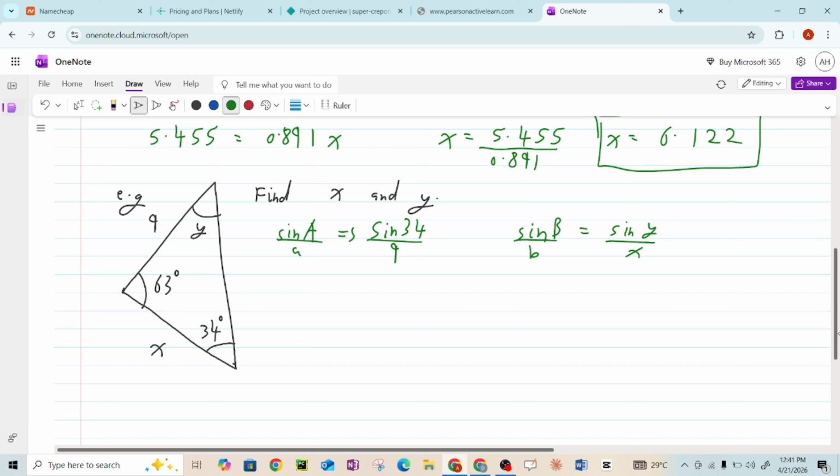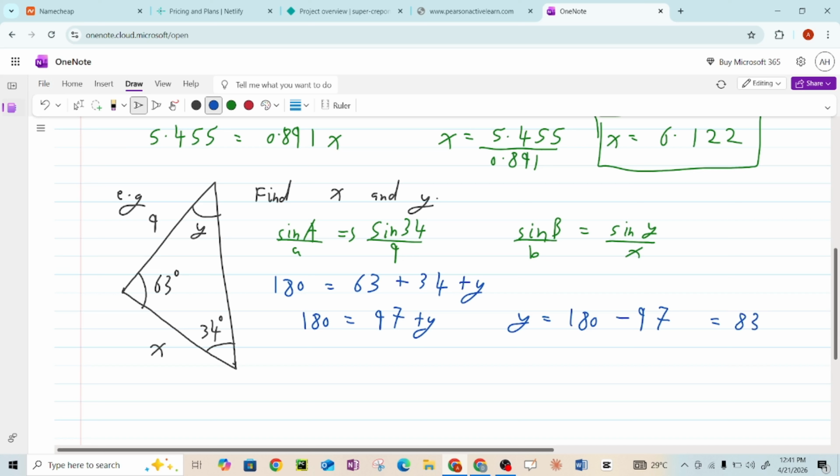To find y, remember we did a rule that said that angles inside a triangle have to add up to 180. That means that 63 plus 34 plus y is equal to 180. So we can solve it accordingly. 180 degrees is equal to 97 plus y, and y is equal to 180 minus 97. That's going to give me 83 degrees. That's y. Now we know what y is, and we can use our sine rule to find out x.